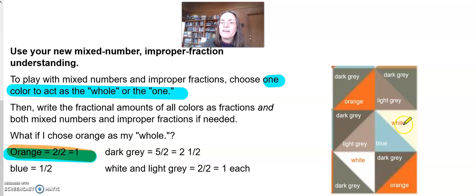So orange is my one. And my one here is 2 halves. This one and that one. So it's 2 halves equals 1. Now when I look at blue, if that's the whole that I'm working with, then blue shows me 1/2, just 1/2 of those little boxes. Dark gray has 5 of them, 1, 2, 3, 4, 5. And that can be written as 5 halves as an improper fraction, or 2.5 as a mixed number. White and light gray each also have 2 of the same size pieces as orange, so they're also 2 halves and 1 each. So friends, there's so many ways you can play with painting pieces on your own.